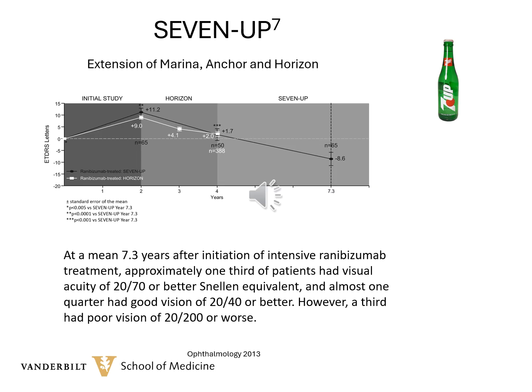So a further extension of the Marina, Anchor and Horizon studies was the 7-Up study, and that was published back in 2013. And they found that at a mean of 7.3 years after the initiation of the intensive treatment, about 1/3 of the patients had visual acuity of 20/70 or better, but there's a significant number of people who had vision that was less than 20/200. And again, it was the stopping of the regimen that led to the most severe visual loss.